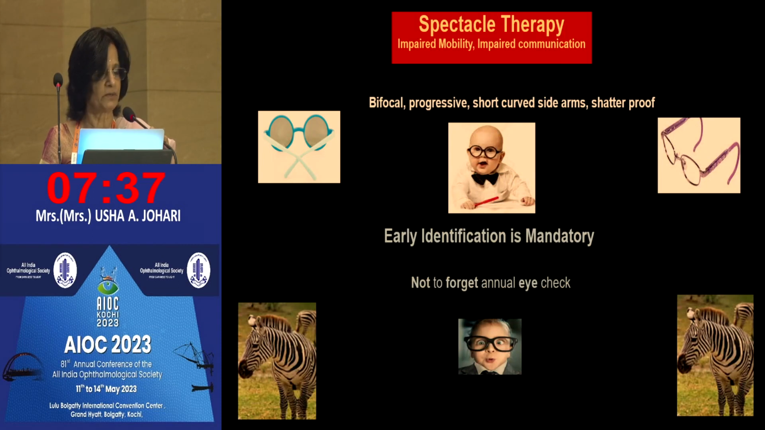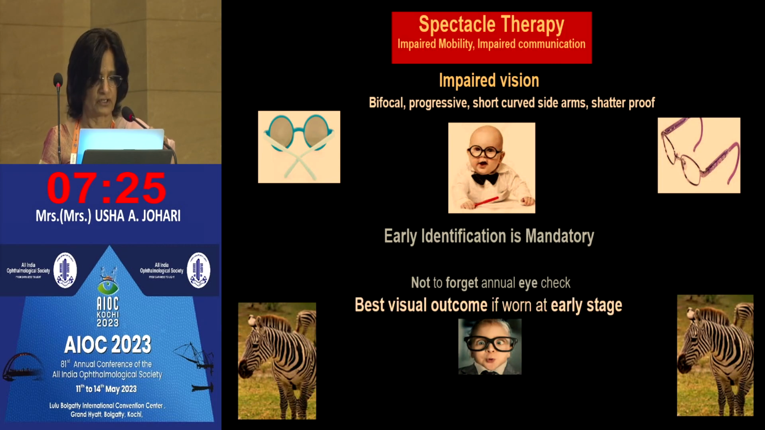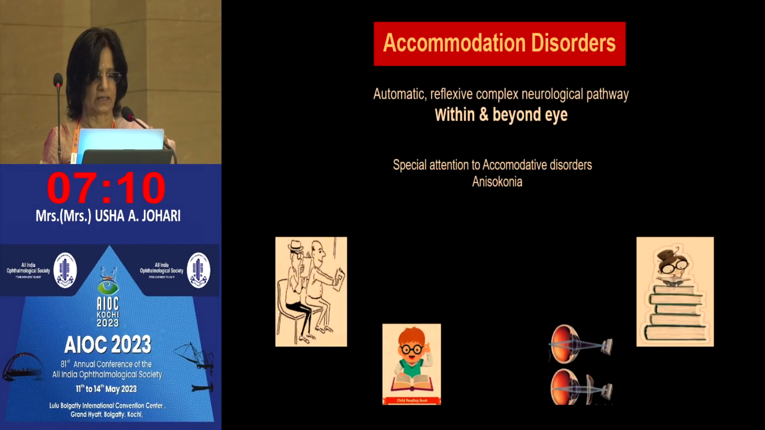Spectacle therapy is one where the child has impaired mobility and impaired communication. Over and above that, the child needs to wear specs due to impaired vision, and by giving simple glasses, we can improve the vision of the child. Initially there would definitely be a lot of resistance, but once they are comfortable, once they can see the surroundings, especially the mother, clearly, they continue wearing the glasses.